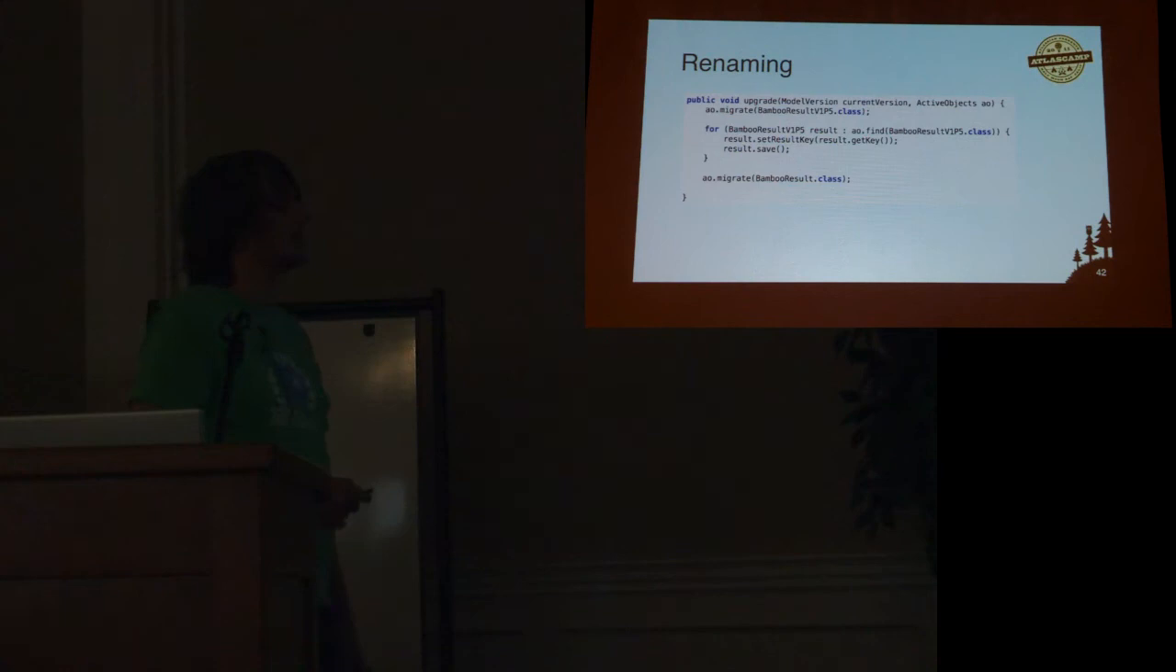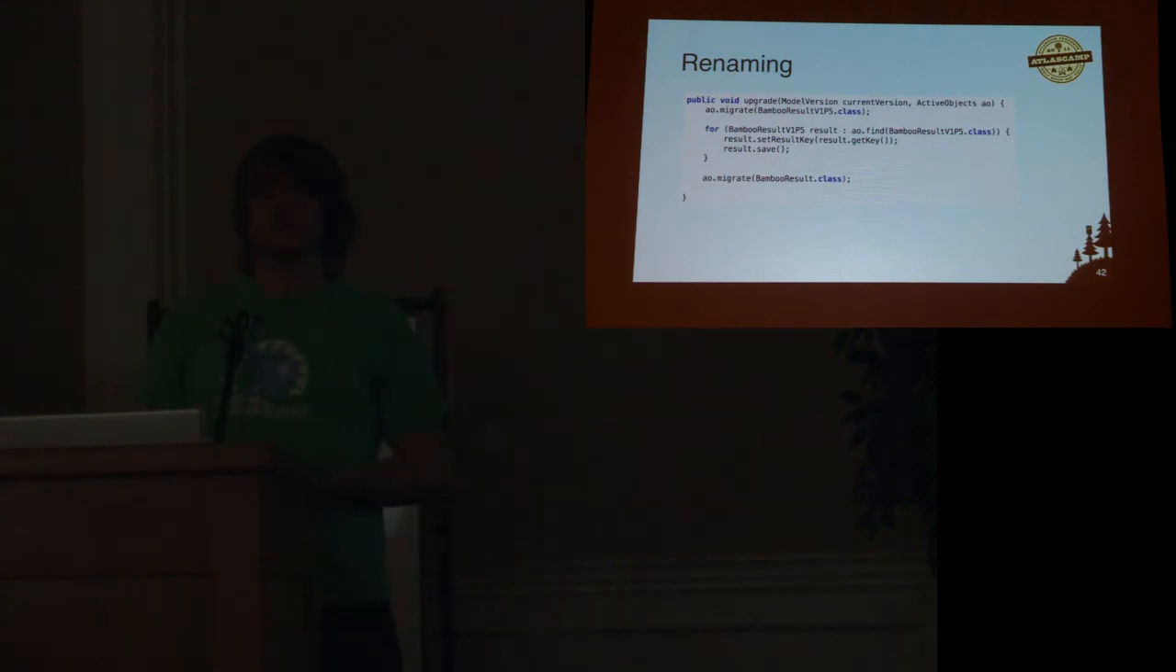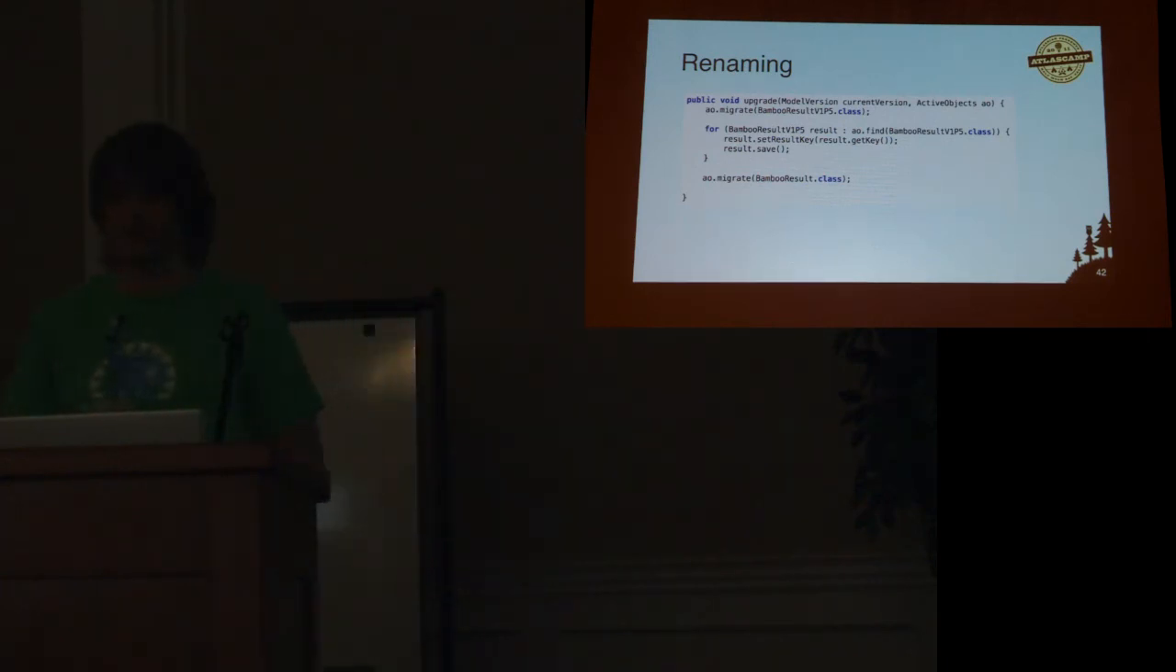And then what I'm going to do is iterate over every single result. I'm going to get the key and then set it to the result key. So I'm getting the value out of the key column and I'm putting it into the result key column. And then I'm calling save. Finally, after I've done all that, I call ao.migrate, and then that's my destination interface right there. So what that will do is it will delete that key column, and then it will add the not null and index to that result key column.